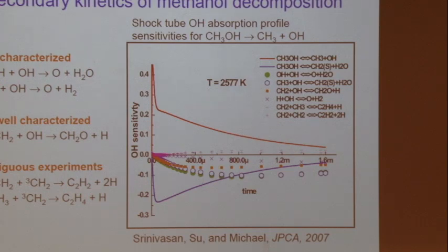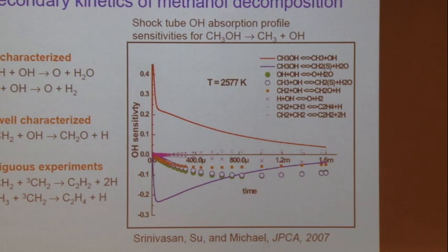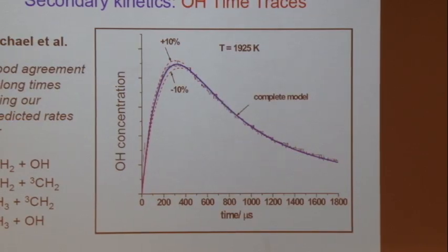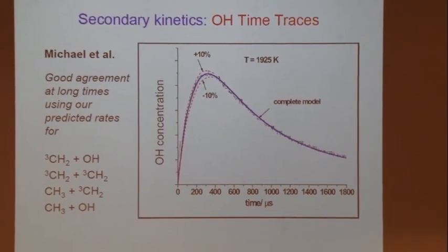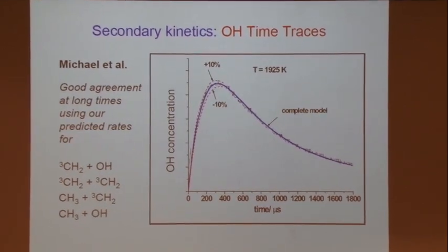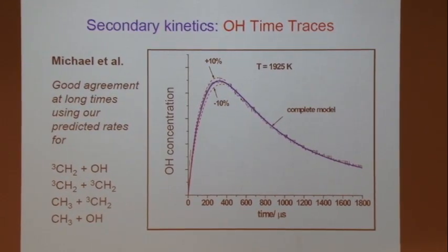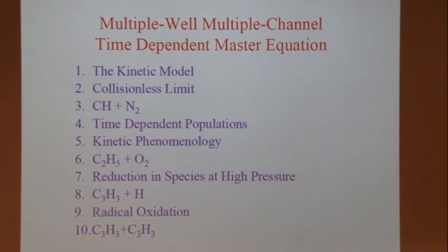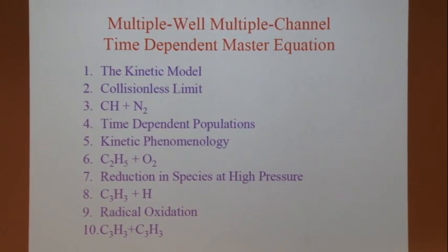And so the way you can try to figure out what can I learn from the experiment is to find out what you're sensitive to. At early times, you're sensitive to these two reactions, the original recombination rate and the formation of singlet methylene. And then at longer times, they're sensitive to the other reactions. And so they measured the OH time profile and put in those reactions and tried to see if they could actually understand what happened. Okay, let's go a little bit further.